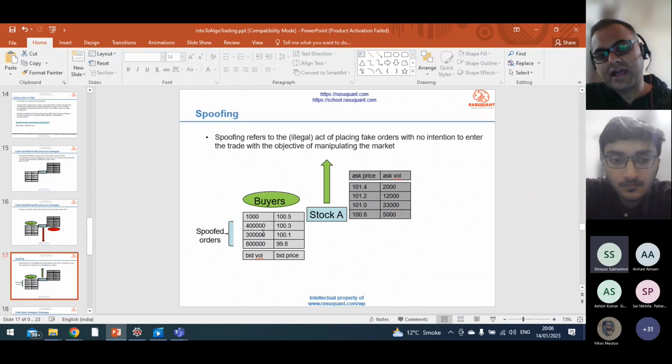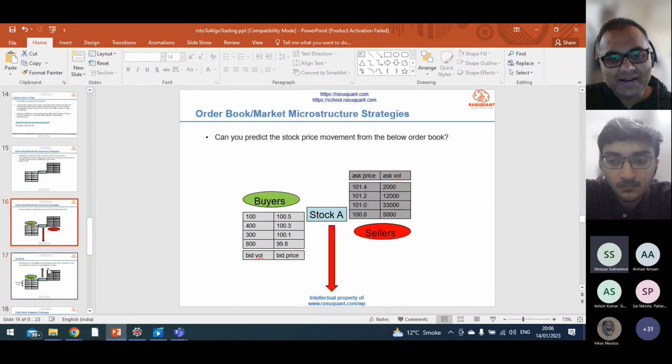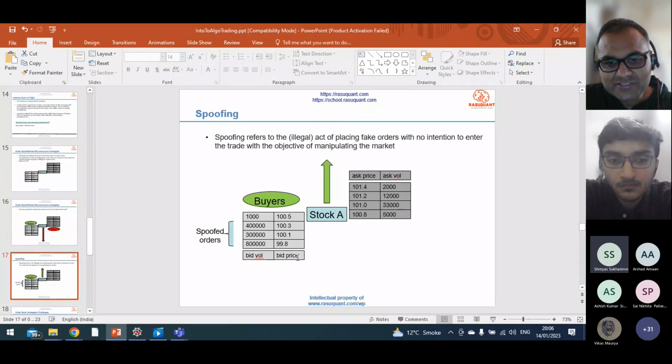So you could say, I want to place 400,000 stocks of HDFC at 100, at a slightly lower price than the market price, right? When you post orders like this, other people or other algorithms that are analyzing market microstructure would see this and think, what the hell is happening? That algorithm would say that this stock A is going to go up because there is higher buying pressure. But these are spoofed orders, right? You have absolutely no intention of honoring this.